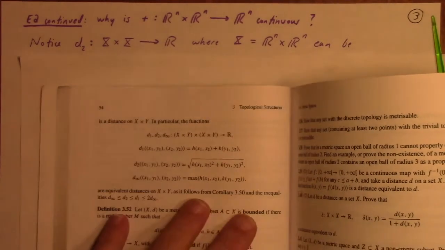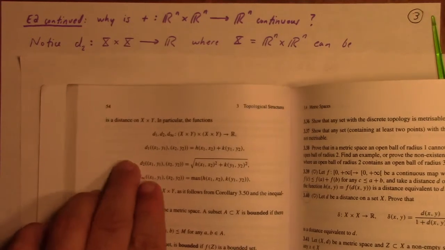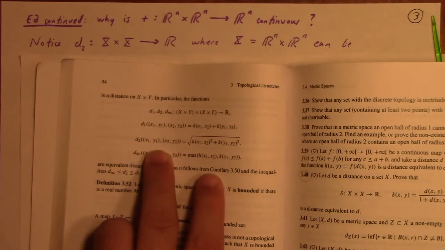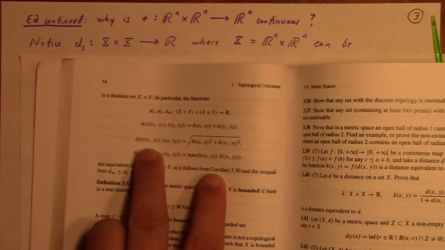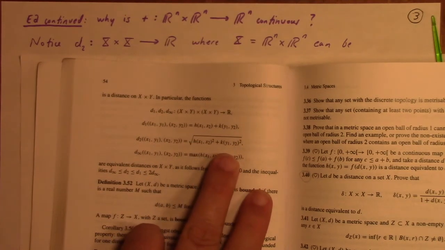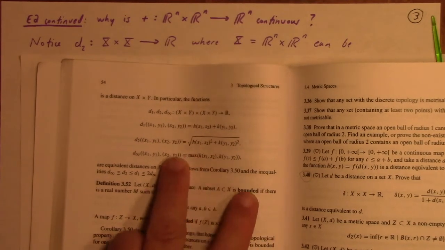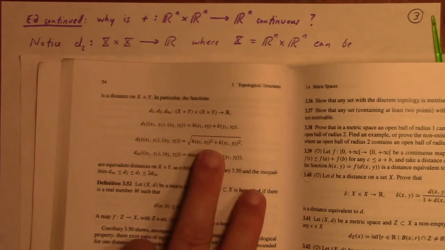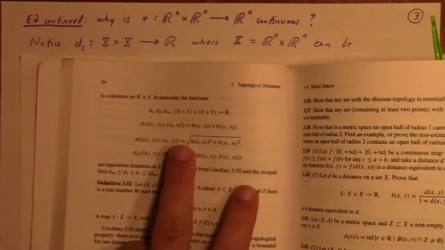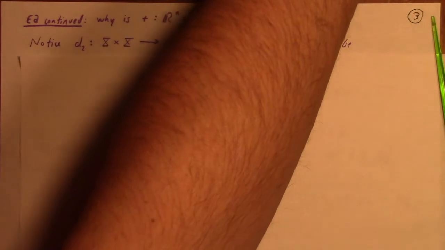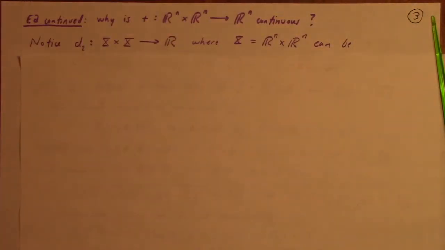So I think the one I'm referencing here is page 54. This right here, D2. You take the Cartesian product distance from here to here. It's the square root of the distance in the x's squared plus the distance in the y's squared. So I'm using this in the context that h and k are both themselves the regular Euclidean distance function on Rn and Rn respectively, if you're wondering. Which is just a fancy way of saying that I'm using the natural Euclidean metric on Rn cross Rn.